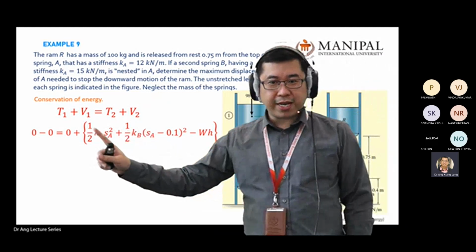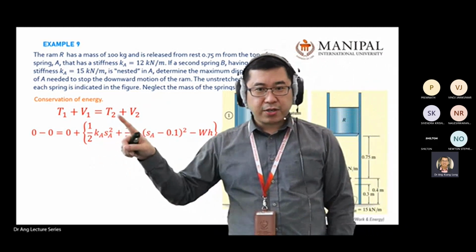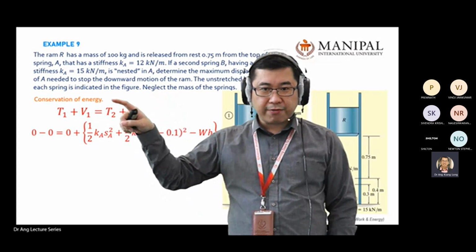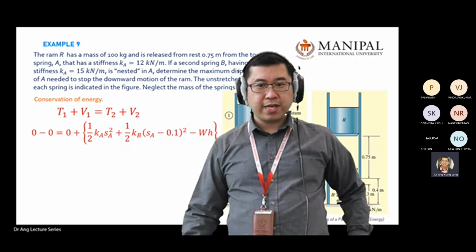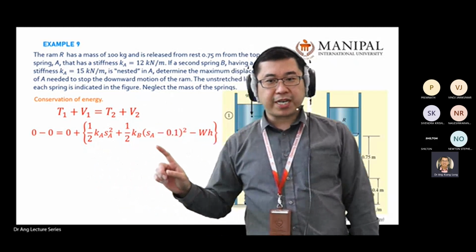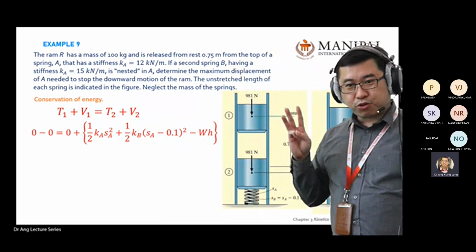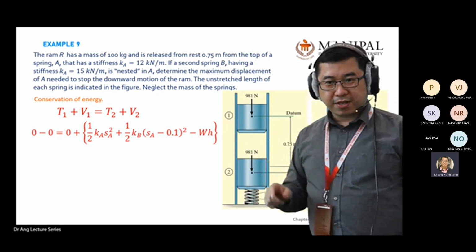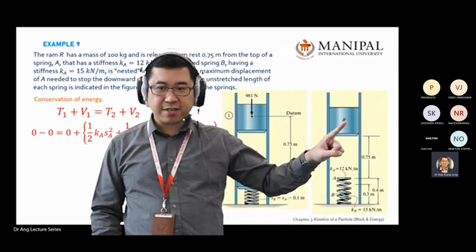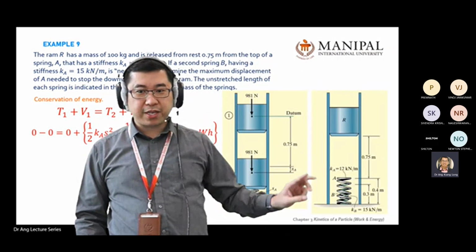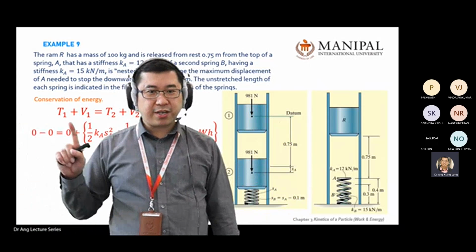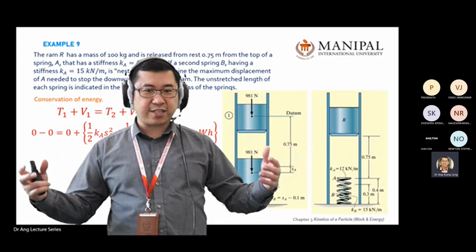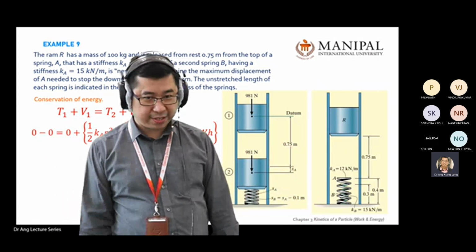Okay, so look at the second part. Second part, we have kinetic and potential also. However, how many objects do you have in the system? You have 3 objects in the system. Before start, you have 3 objects: the ram, spring A, spring B. Basically, on the left hand side, you should have more than 3 terms here, but because nothing moves, you can put 0 on the left hand side.